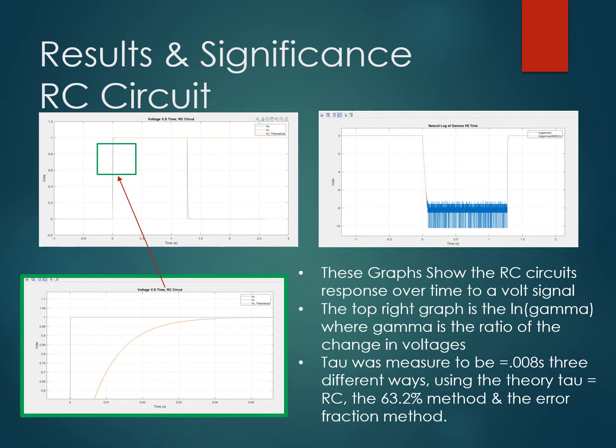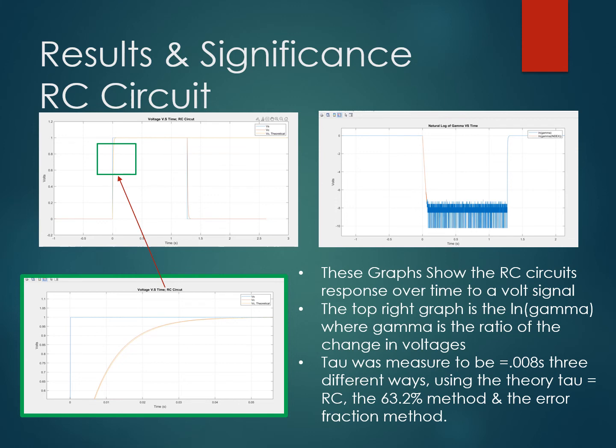Observe on the left the results of the RL circuits. The blue indicates the supply voltage, whereas the red and yellow indicate the actual and theoretical voltage across the capacitor, respectively. Theory was close to reality for both voltage and tau. Tau is estimated around 0.008 seconds by three different methods.